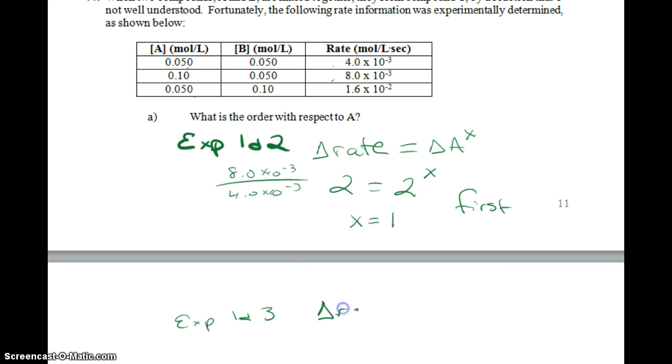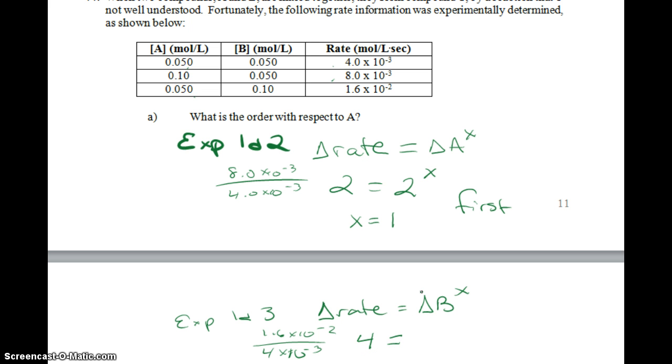And we're going to again look at the change in rate is equal to the change in B this time, the reactant that we're dealing with, raised to the x power. So again, we're going to look at how 1.6 times 10 to the negative 2 is related to 4 times 10 to the negative third. And what we find out is that when we do that division, the change in rate is an increase by a factor of 4.